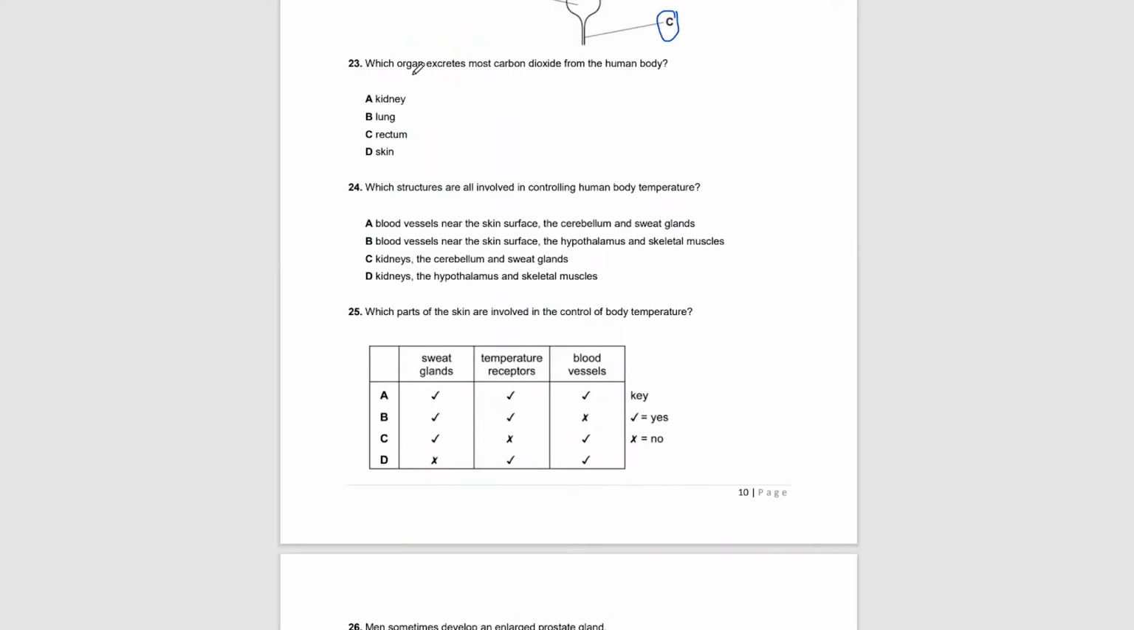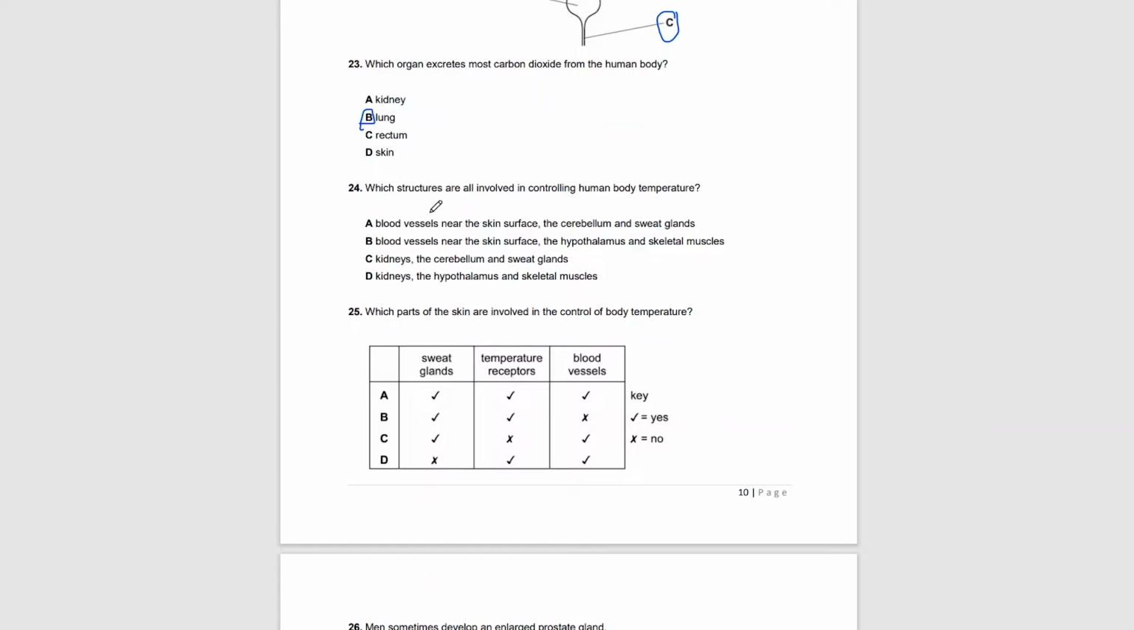Question 23, which organ excretes most carbon dioxide from the human body? It's a direct question. It's B, lungs. Kidney excretes urea from the blood. Rectum excretes feces from the digestive system, and skin excretes some urea and has nothing to do with excretion of carbon dioxide. It produces sweat, which contains a slight amount of urea but no carbon dioxide. So lungs is the only option we are left with.